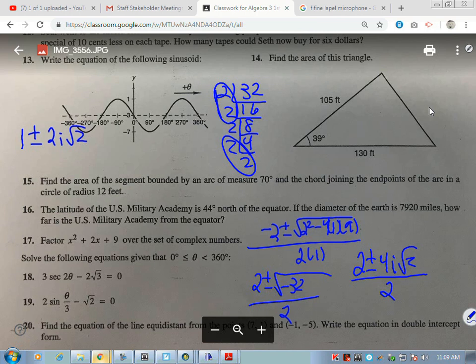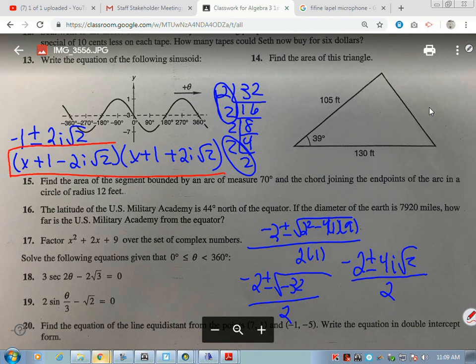Should it be -1? It should be -1. Oh, because I forgot it all the way through here. Okay. Yeah, should be -1. Which means when we go to plug it in here, what they're looking for is x plus 1 minus 2i radical 2, x plus 1 plus 2i radical 2. Those are the solutions that it's looking for. Okay, will I accept this? Probably.